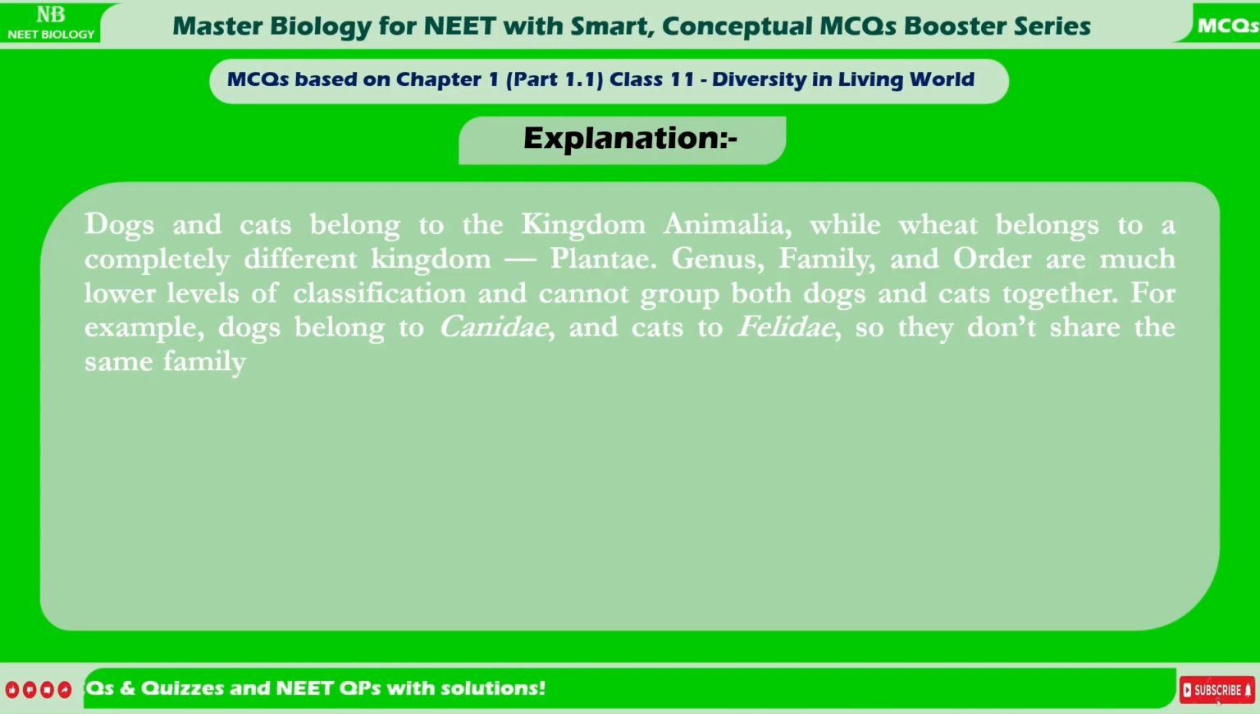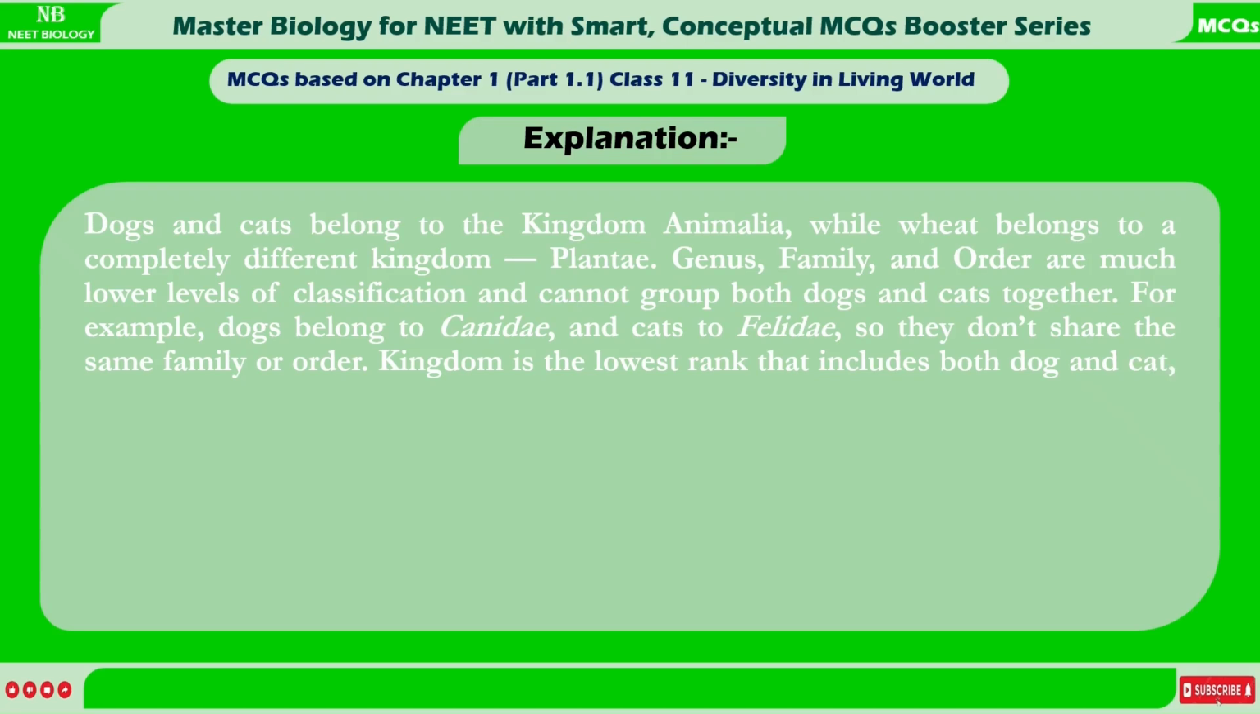Kingdom is the lowest rank that includes both dog and cat, but excludes wheat. Thus, the correct answer is kingdom.